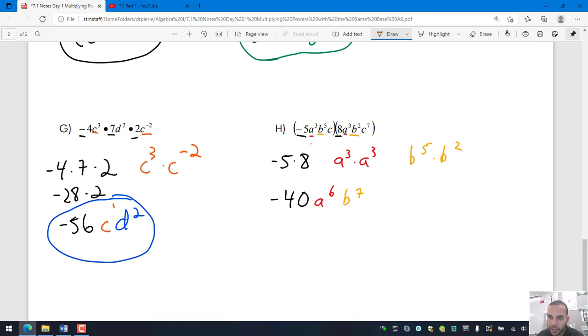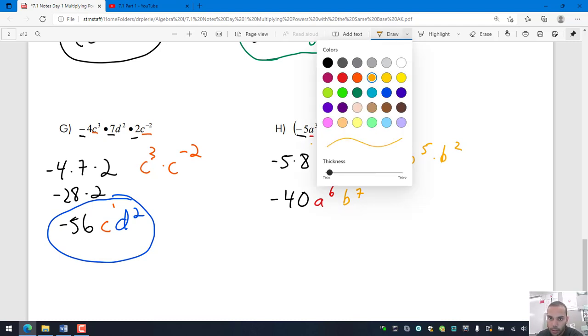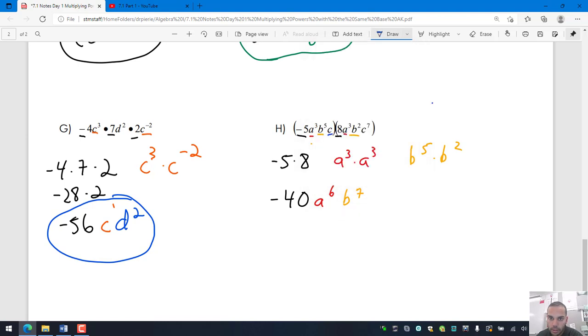And then the last piece I see here is, let's go with blue, c all by itself, c to the first power, times c to the 7th. Keep the base, add the exponents. 1 plus 7 should be equal to 8. And this right here should be your final answer.